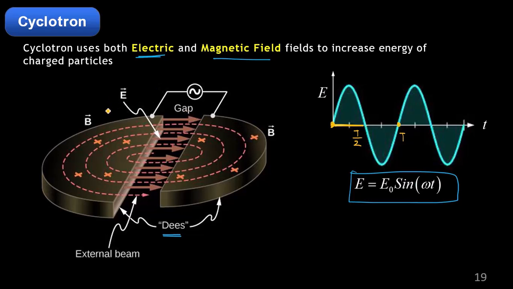let us say the left side D is the positive plate, and the right side D becomes negative. And from T by 2 to T, the polarity will reverse. So the polarity of the D's is reversed every time. One D is positive, another D is negative. For the next time interval, the D that was positive is negative. That means the polarity is going to be changed every time interval T by 2. From 0 to T by 2, polarity remains fixed, and then from T by 2 to T, the polarity is going to be changed.